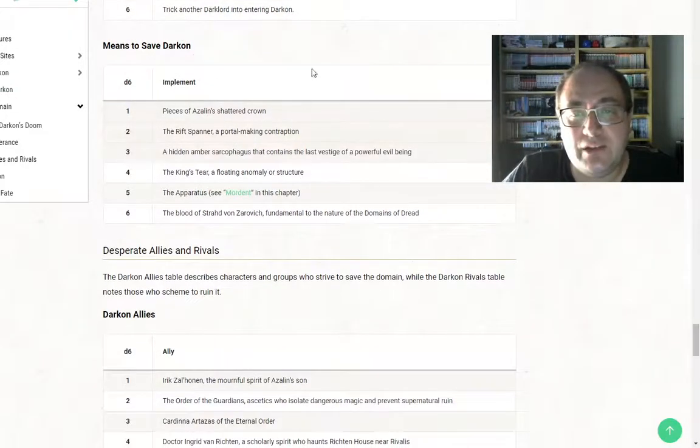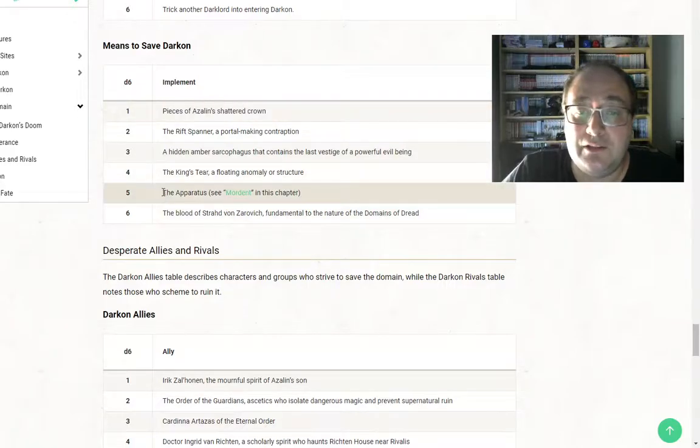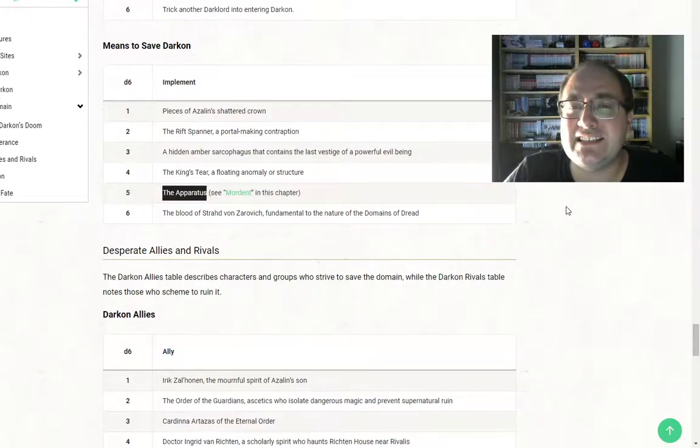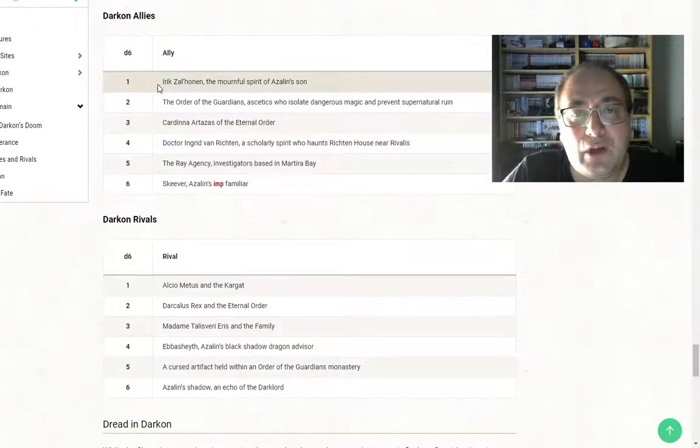How do you save it? What item are you going to need to save it? Maybe you need pieces of Azalin's shattered crown, or maybe you need the special device called the apparatus, which was, by the way, the important device in the second ever Ravenloft adventure, but we'll talk about that when we talk about Mordant.